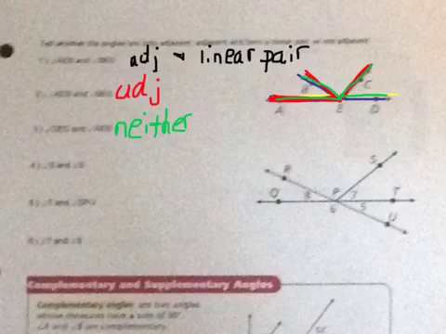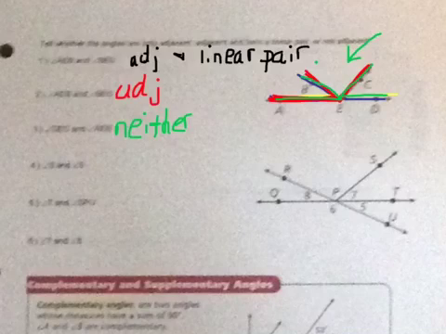Okay, so I outlined in green AEB and BEC. Those don't share a side, do they? They're just vertexes stuck tip to tip. So that one's neither. They're not adjacent. They're not a linear pair, because if it's a linear pair, the two angles by themselves have to add up to 180, and we've got this whole bit missing right in here. It's not going to be 180.